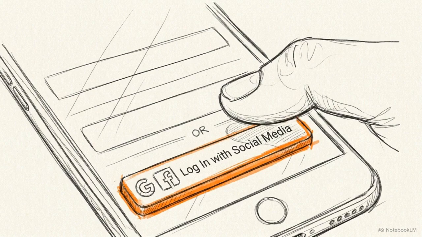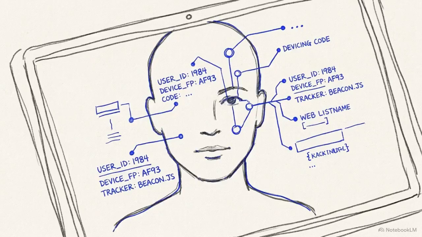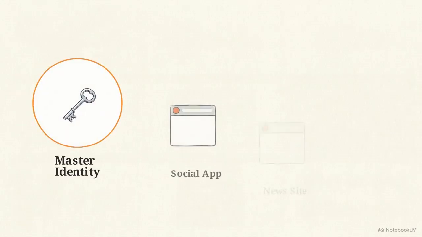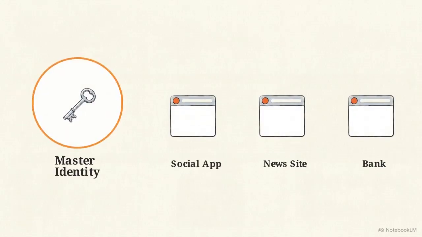When you use a login with Google or Facebook button to access a new app, you are essentially inviting a third party to shadow your movements. To get the convenience of a single sign-on, you've historically surrendered your cross-site tracking data. The Anonymous Self-Credential Framework, or ASC, breaks this dependency.